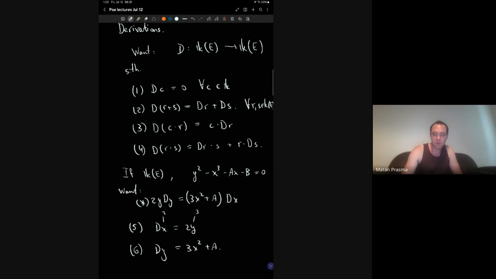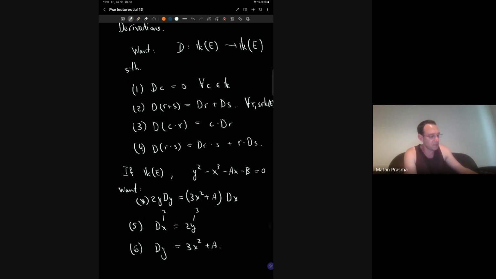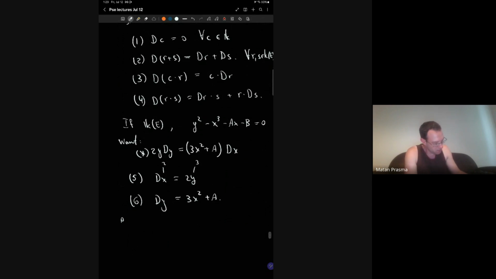Now, I claim that there is only one function D that satisfies all these 6 axioms. There is a unique D that satisfies 1 up to 6.